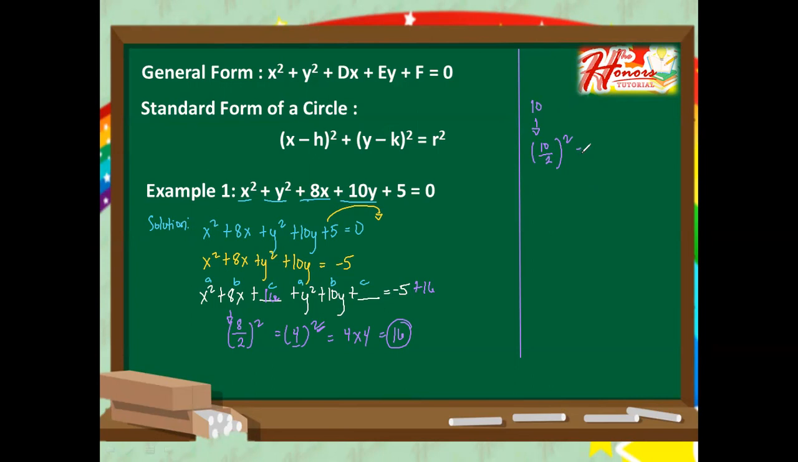So let's solve. 10 divided by 2, that's 5. 5 raised to 2, that is equal to 25. So therefore, the number that we are missing here is 25. And of course, whatever you added to the left side of the equation should be added at the right side of the equation. So plus 25. And then let's continue.